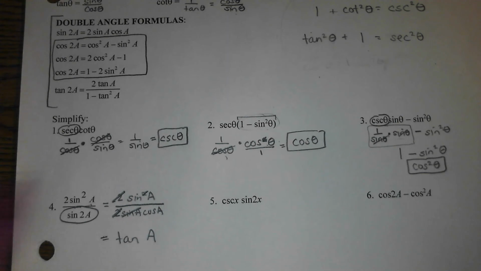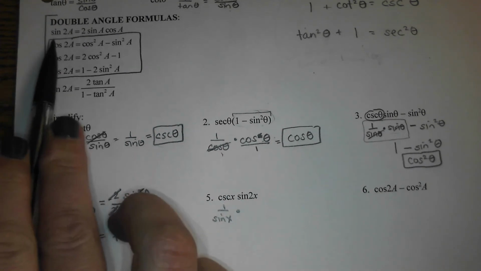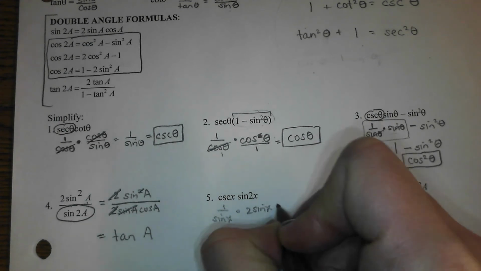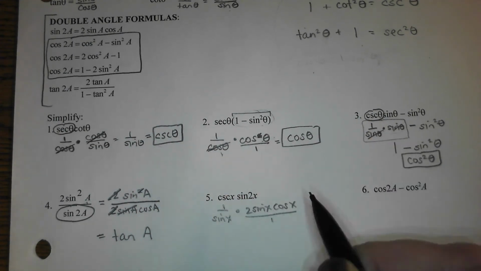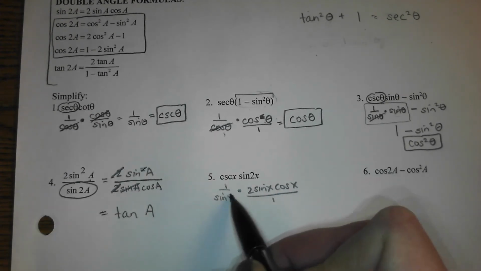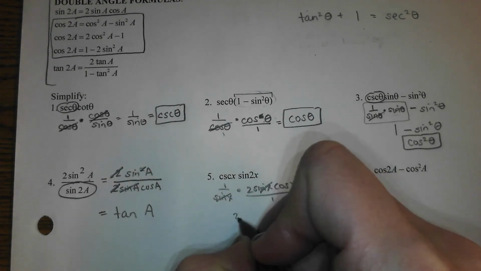Number 5. What do we replace cosecant with? 1 over sine. And then the sine of 2x. Just take the double angle for sine. There's only one option, that first one, sine of 2a, except for now we're just dealing with x. So the sine of 2x is 2 sine x cosine x. And if you'd like, you can put that over 1 just so it's a fraction times a fraction. And then the denominator sine can cancel with the numerator sine, and you're just left with 2 cosine x.